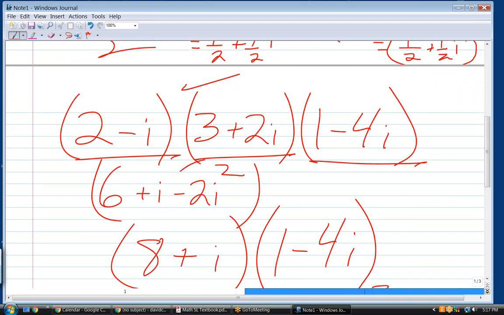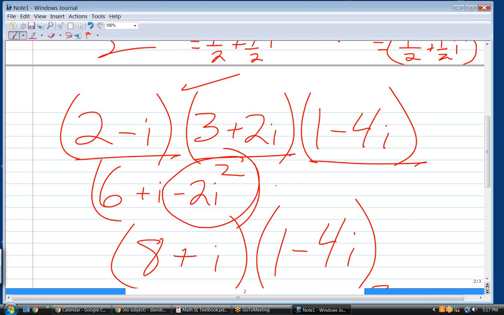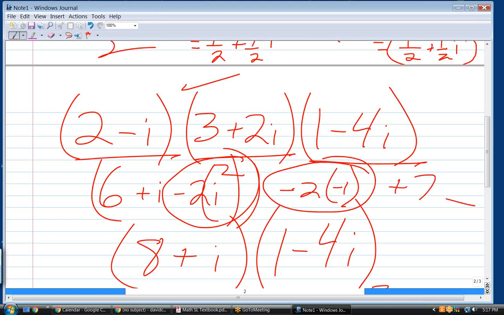And the best way to handle that, to make sure you don't get the sign wrong, is to always do this. Take that i squared and just substitute minus 1. Then handle the minus times a minus, so it becomes plus 2.